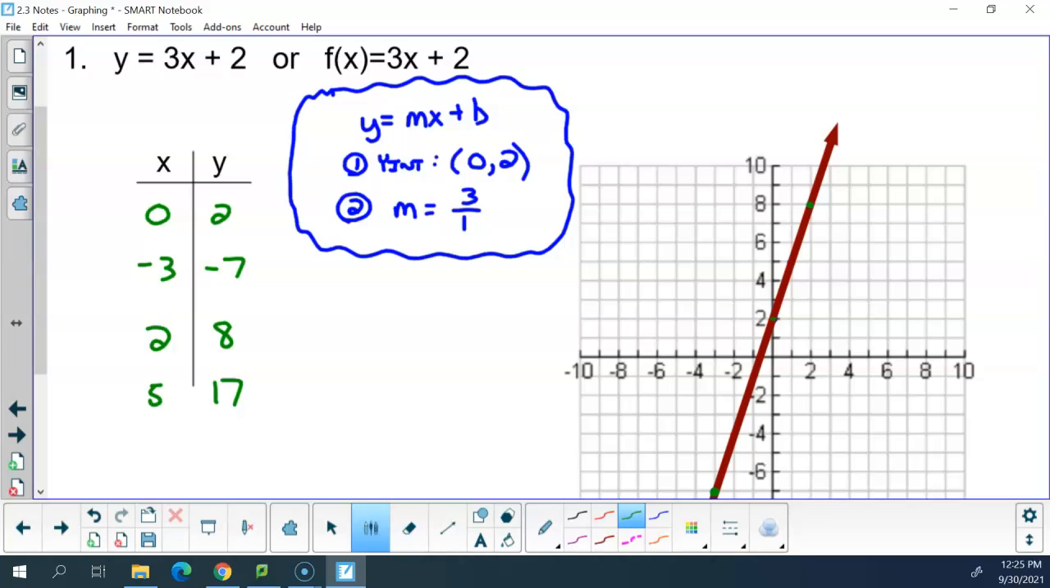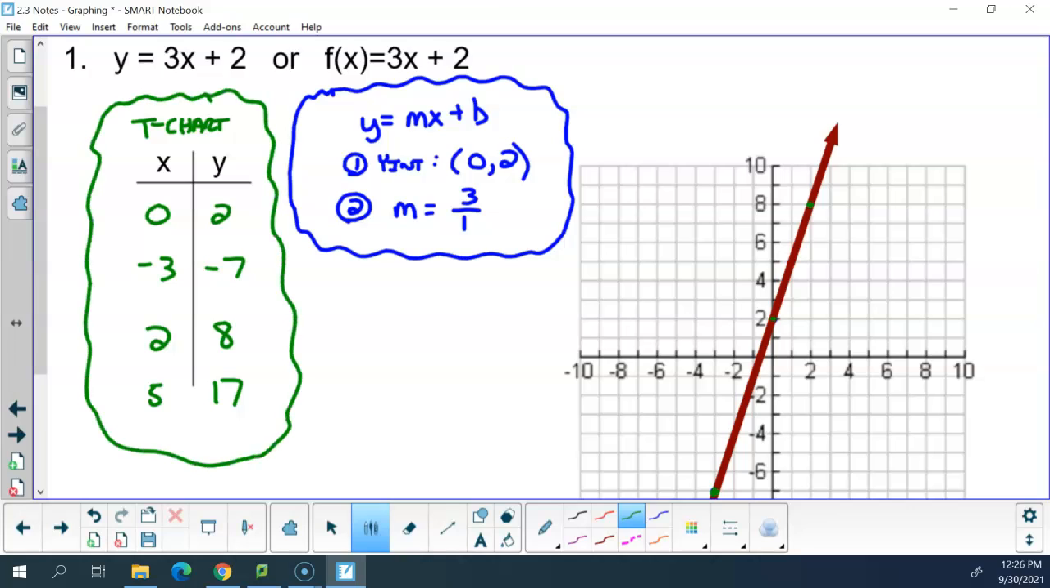And sometimes when you pick t-chart numbers, you're going to get stuff that goes off the graph, which is fine. You can handle it. So that is the t-chart. Again, showing you that you get the same line.